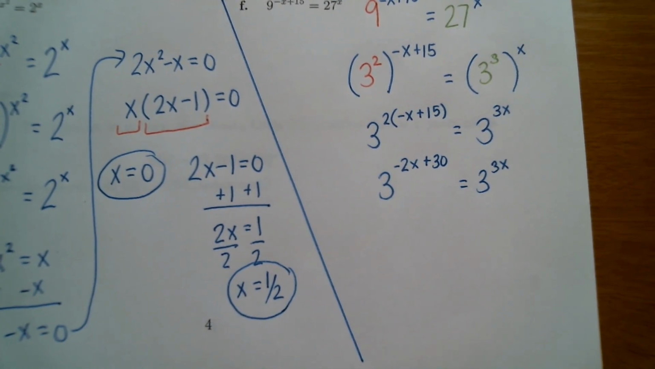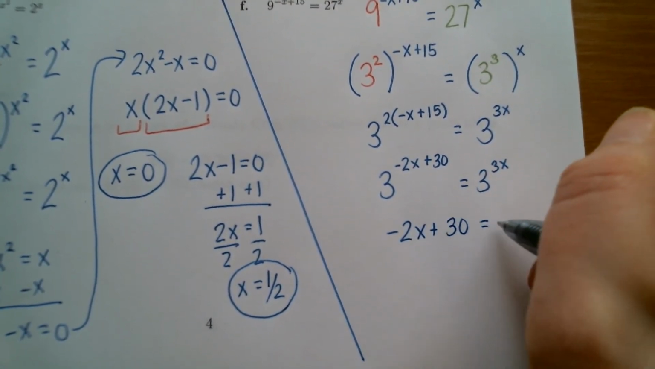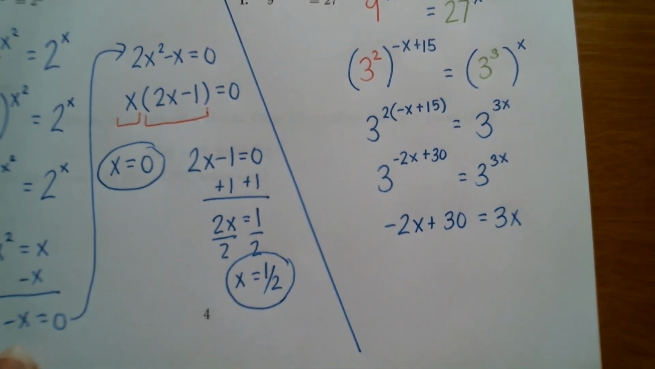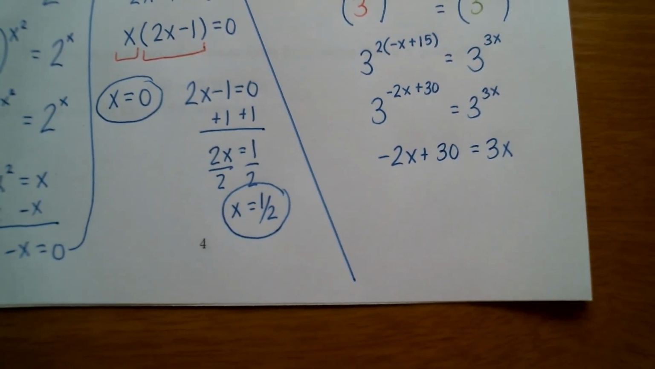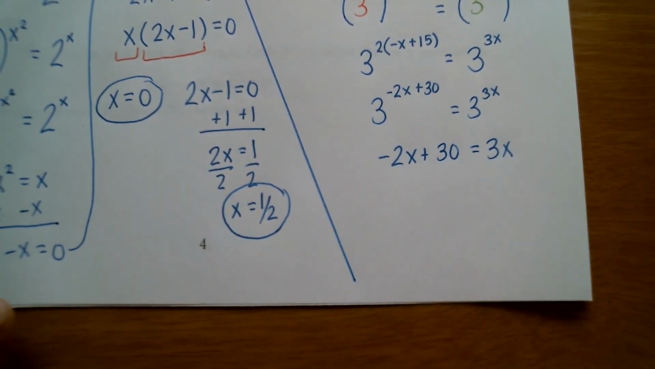Now on the left side I have a base 3. On the right I have a base 3. My exponents are simplified, so I can go ahead and equate the exponents. This brings the x out of the exponent, so it's a lot easier to solve now. This is a linear equation, meaning the highest power of x is 1, so you just need to isolate the x and you'll be good to go.